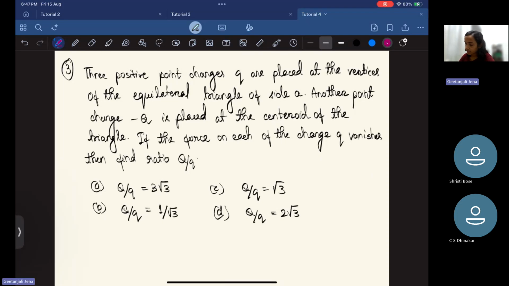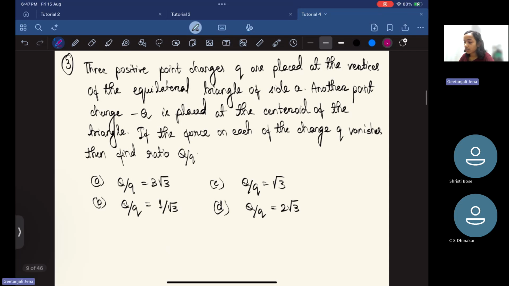So the question says there are three positive charges. Three positive charges Q are placed at the vertices of an equilateral triangle of side A, and another point charge minus q is placed at the centroid of the triangle. If the force on each of these charges Q vanishes, then find out the ratio of capital Q by small q.